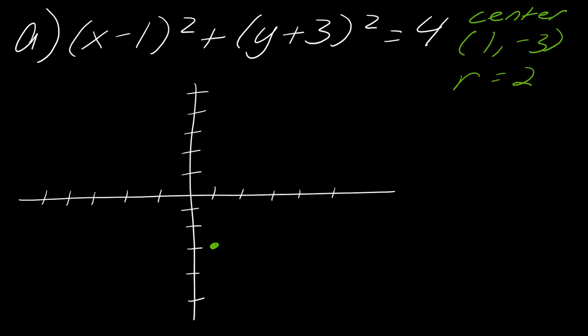So let's see, from here, I'm going to draw out in each direction. So 2 out this way, 2 out this way. So I'm counting out that radius, 2 out this way, and 2 down this way.